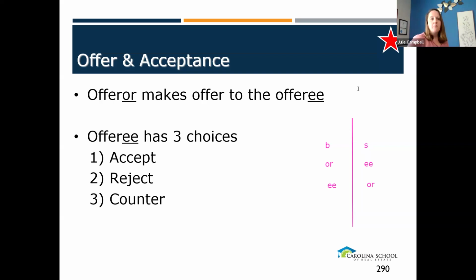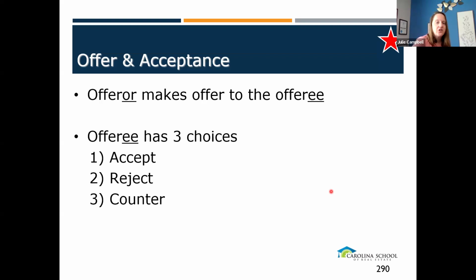So there's this magic moment in time when it goes from being an offer to a contract. Do you guys think it's important that we as brokers know when that offer is a legally binding contract? You better believe it is. Because aren't we the ones calling our buyers and sellers and saying, hey, we're under contract? And we better know what it is we're saying when we're making that phone call.